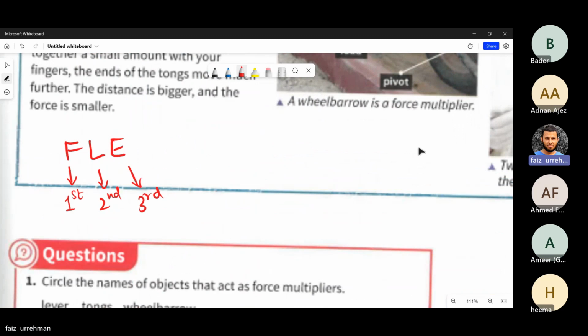And what is a real life example of a first class lever? For example, if you have scissors. Yeah, scissors. What category of lever will it be? First class, because the pivot is in the middle.